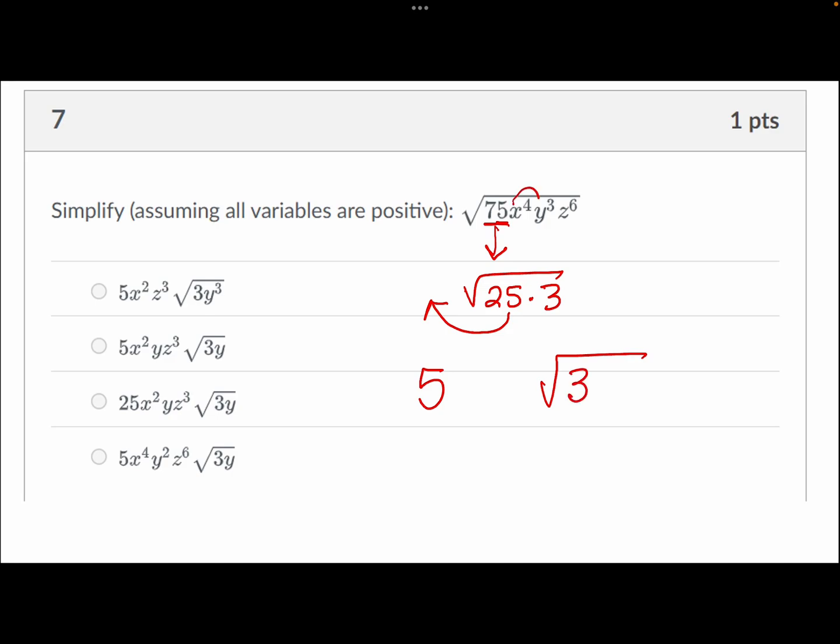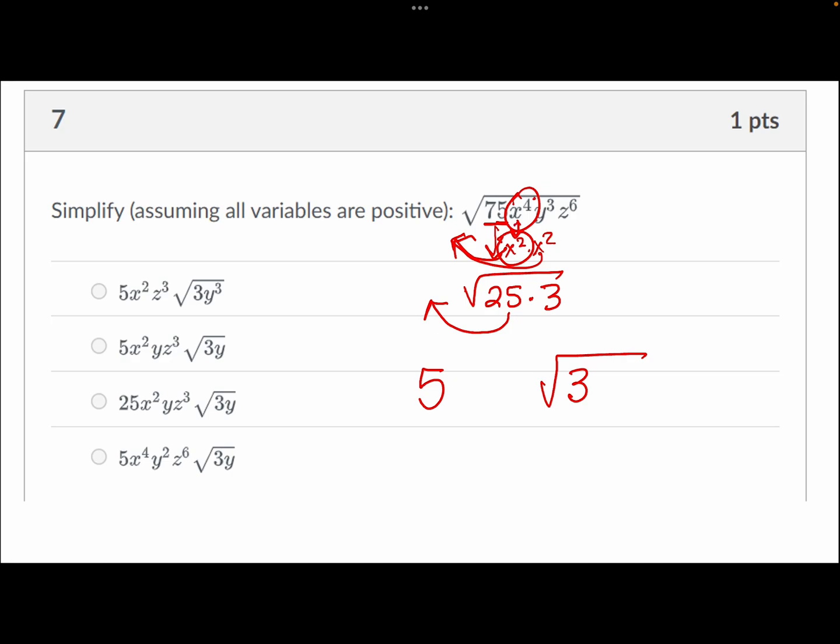Then I do the variable portions. What you need to know about doing variables is that you need 2 variables to break 1 out. So I could write x to the 4th as x squared and x squared, and an x squared breaks out as 1. So I'm going to be able to break out 2 of those. In my class, when I teach this lesson, I like to say it takes 2 to make 1. For every 2, 1 breaks out. If you don't have a partner, if you don't have 2, then it's left underneath.